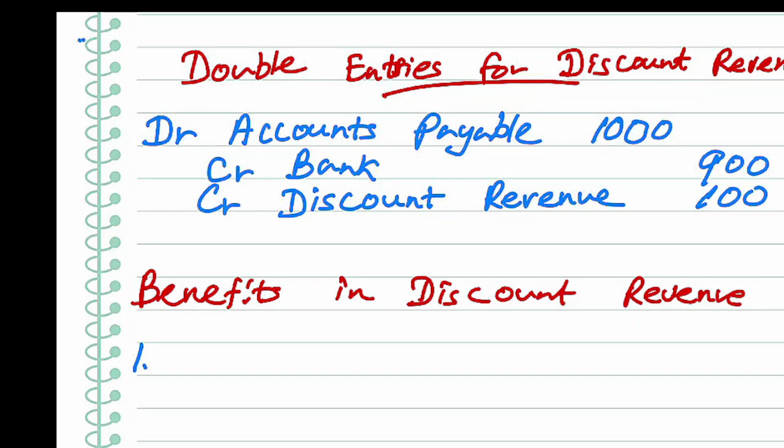Number two, net profit is increased due to the discount revenue earned. So revenue increases, our net profit increases.